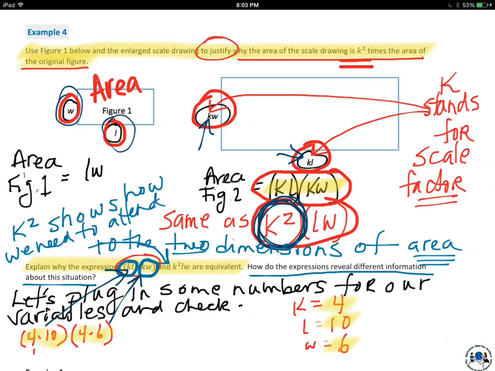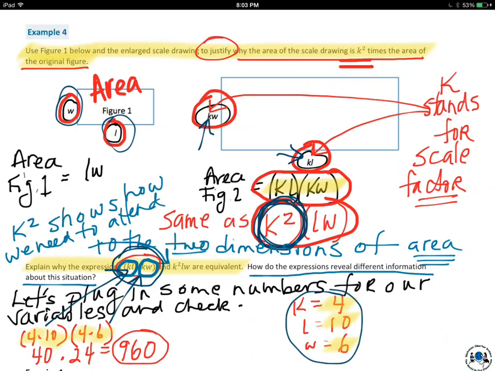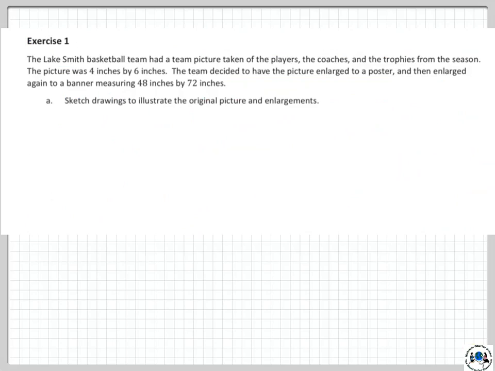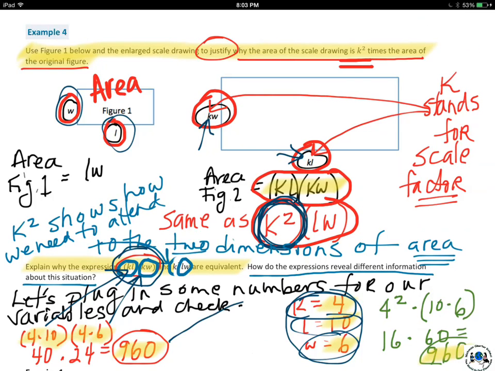Okay, so let's go ahead and figure that out. That would be 40 times 24, which is 960. So that's the value of KL times KW when we plug in these values. Now let's do the same for K squared times LW. Now we have K squared, which is 4 squared, because our scale factor is 4. And then L times W is 10 times 6. If we play that out, that would be 16 times 60, which is also 960.